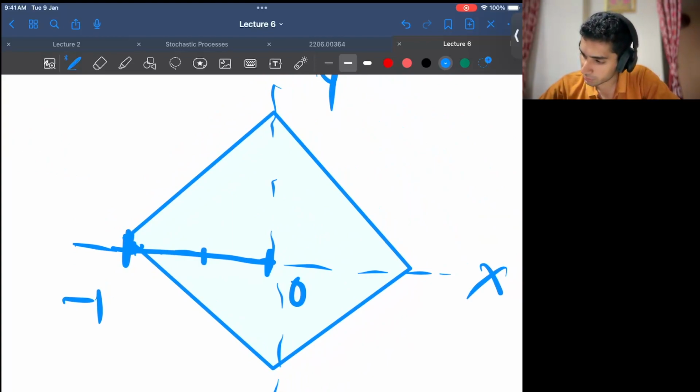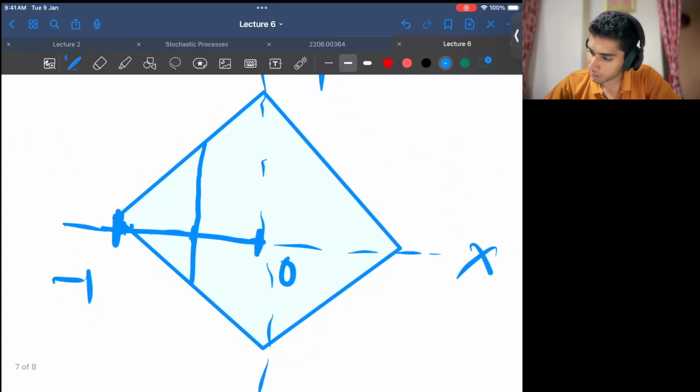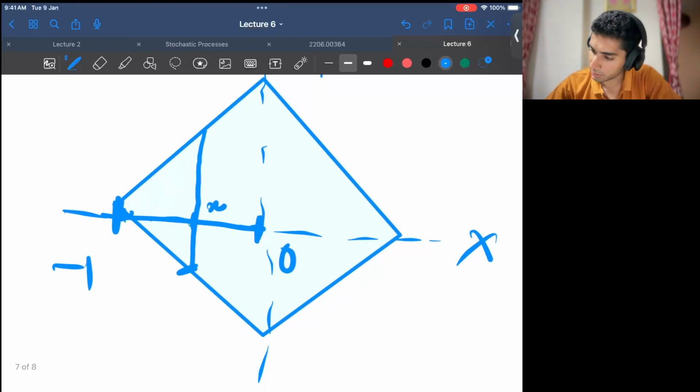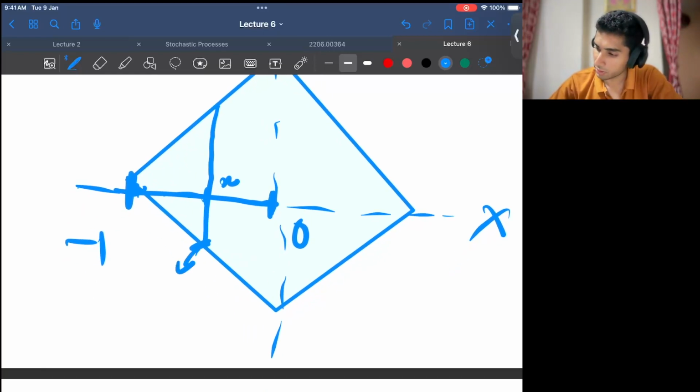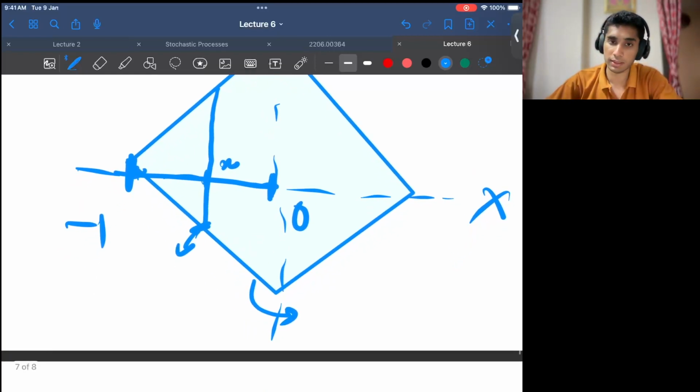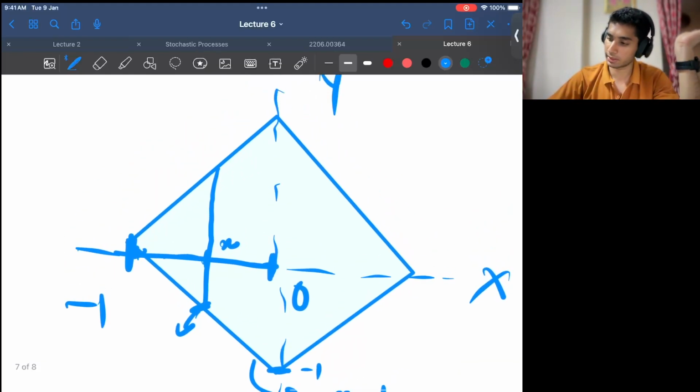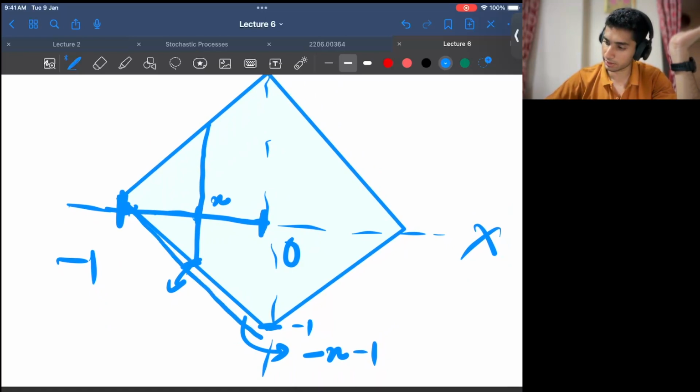Let's look at some x. What is the value of y that it can take? It can take values of y from here to here. For a given x, what is the value of y here? What is this line? This is y = mx + c. However, the slope is negative, so it's minus x, and the intercept is minus 1. So this line is y = -x - 1.